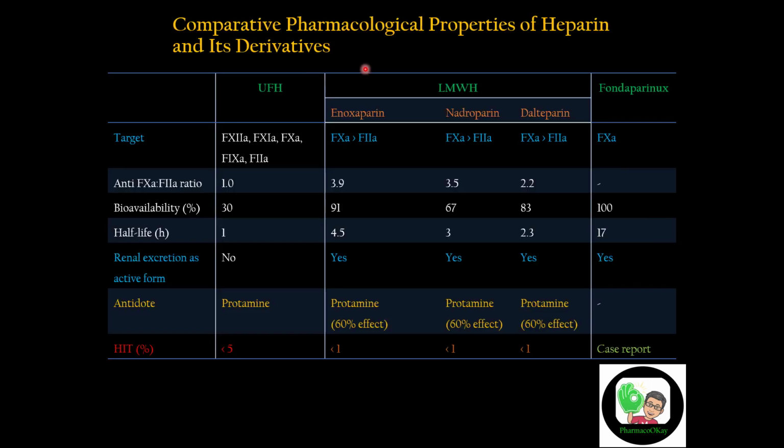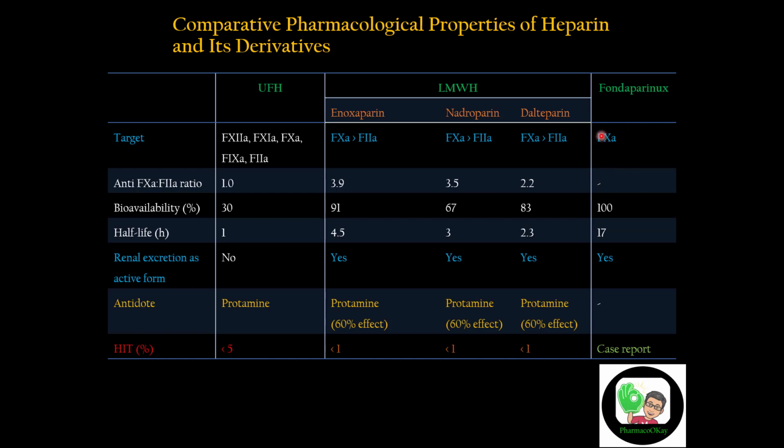This table summarizes the pharmacological properties of heparins and the derivatives. So for unfractionated heparin, it targets or inactivates the intrinsic pathway, including factor 12A, 11A, 9A, and also factor 10A and thrombin in the common pathway. But low molecular weight heparin, such as enoxaparin, nadroparin, dalteparin, are more likely to inhibit or inactivate factor 10A rather than thrombin.